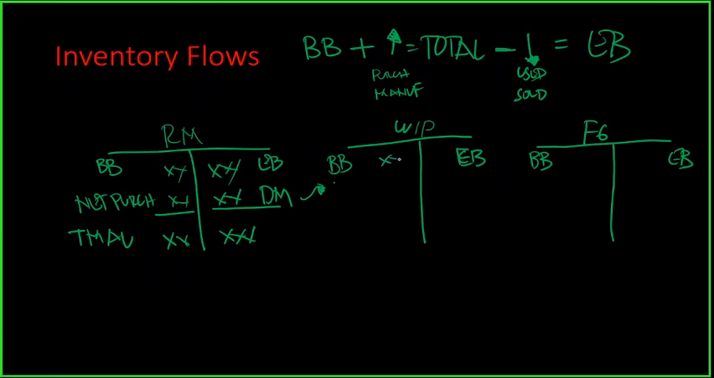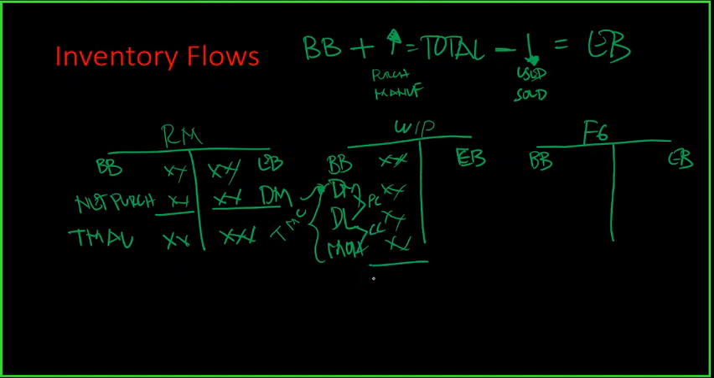So you have the beginning balance of the period, plus the direct materials, plus your direct labor, and your manufacturing overhead. What's this three? This is your total manufacturing cost. That's your prime cost right there. That's your conversion cost right there. Get that? That's your total cost placed in process.